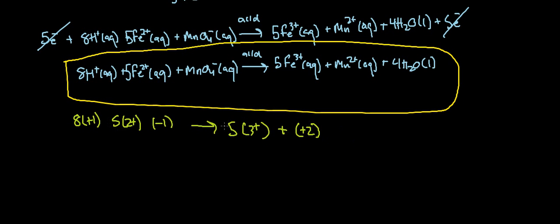So if I add all these charges up together, they should be equal. I have 5 times 2 is 10, plus 8 is 18, minus 1 is plus 17. On this side I have 5 times 3, 15, plus 2, that's plus 17. So they balance. So this is a balanced equation. I've checked myself, I checked the elements, I checked the charges, they all come out to be okay, so that means I did this correctly.